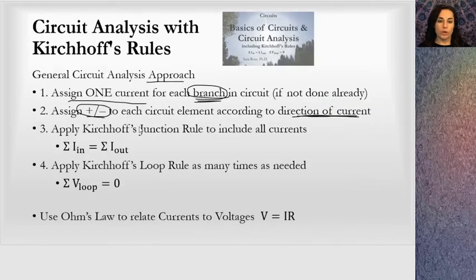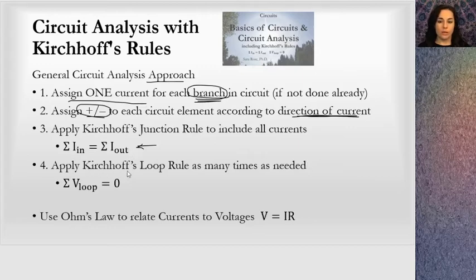Okay, so assign the direction of your currents as mindfully as possible, and then assign a positive and negative to each one of your circuit elements. Once you get those two things done, you're ready to apply Kirchhoff's rules. The first one that I do, because it's just one equation, usually you can relate the currents in the circuit with just one current equation. So currents into a junction equals currents out of a junction.